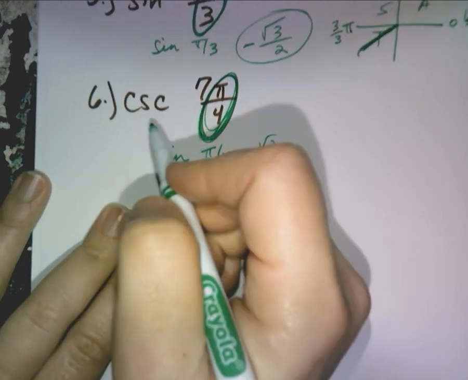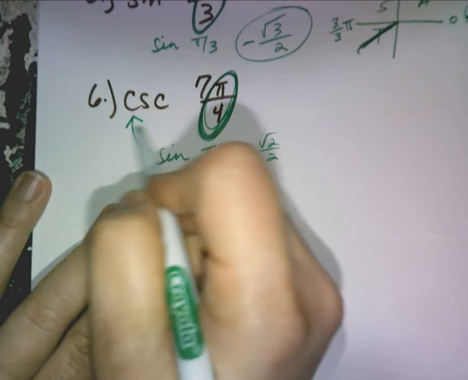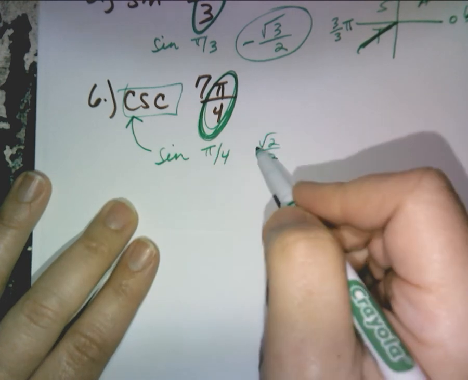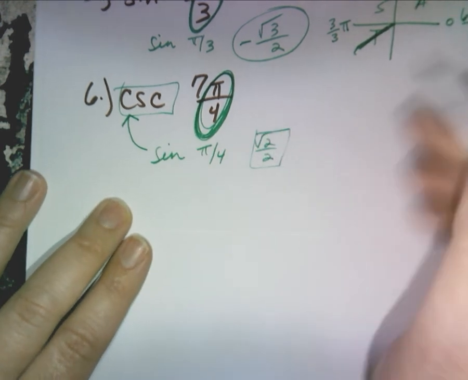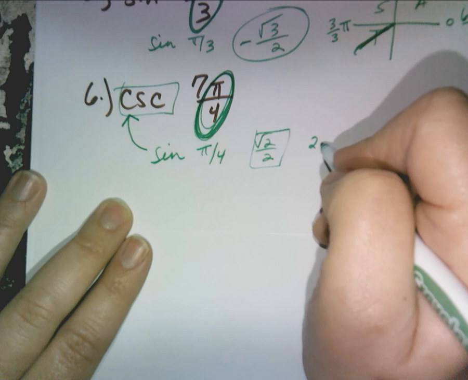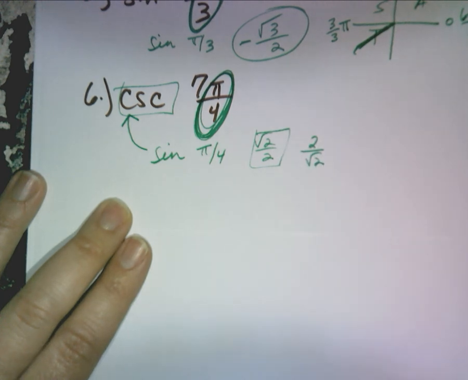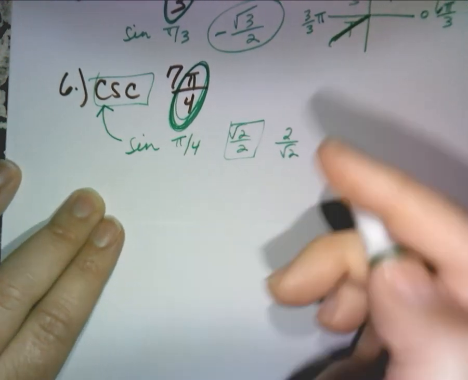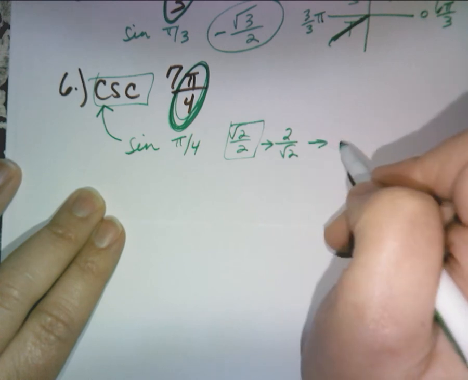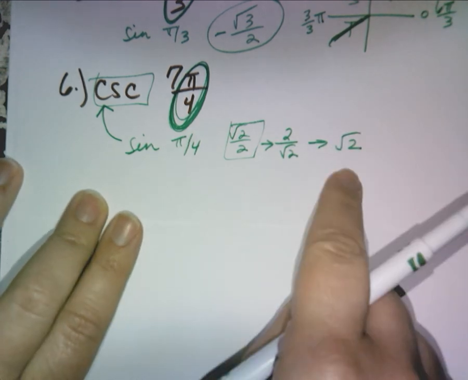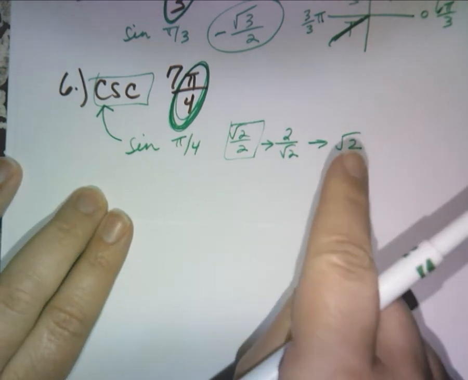I don't want root 2 over 2. I want its reciprocal. I want the reciprocal because I want cosecant. What would be the reciprocal of this guy then? Just flip it. 2 over root 2. But then rationalize that for me. What would be the final answer then? Just root 2. The answer is going to be root 2, but you have to know what quadrant it's in.